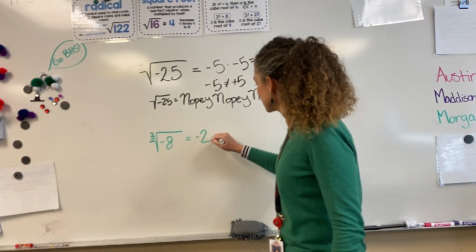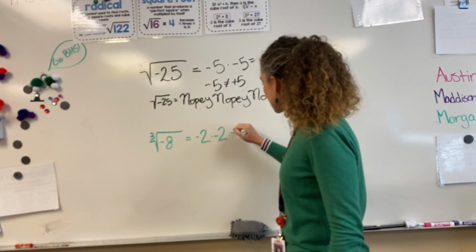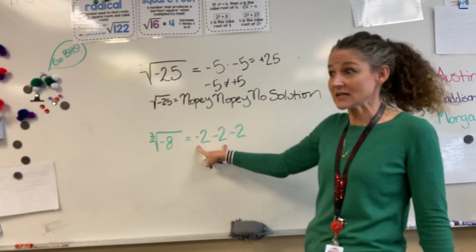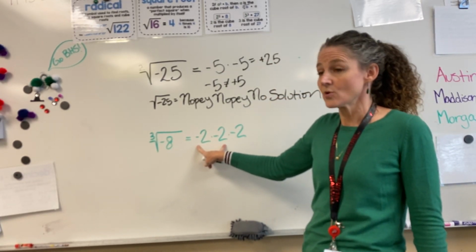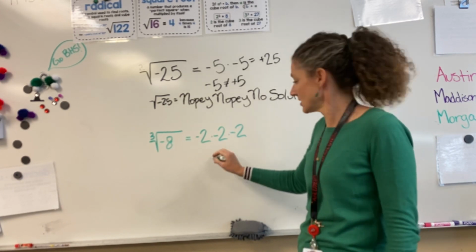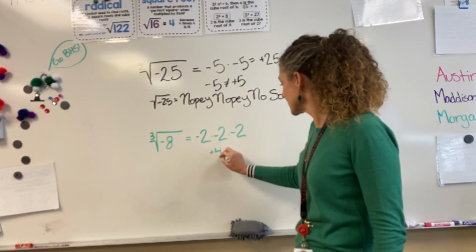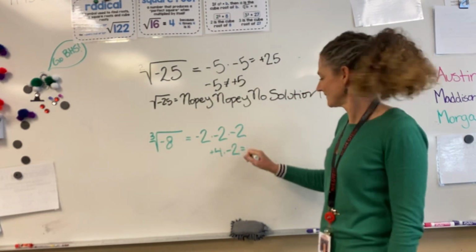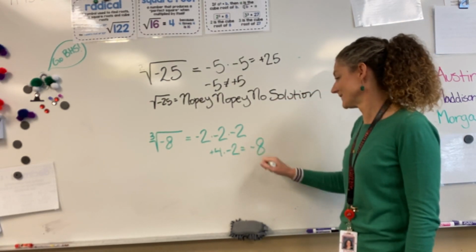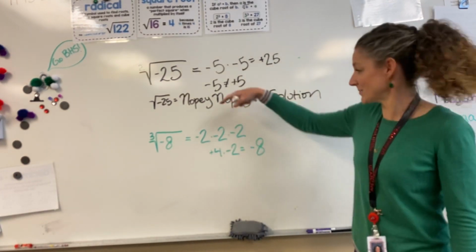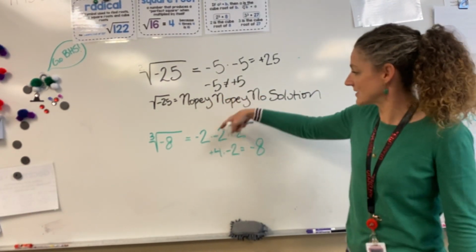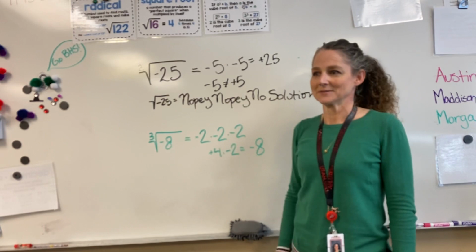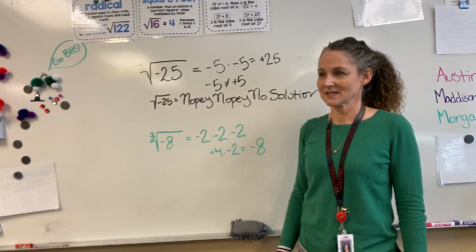Negative 2 times negative 2 times negative 2. What's negative 2 times negative 2? 4. What flavor of 4? Positive 4 times negative 2. What's positive 4 times negative 2? Negative 8. Is there a number multiplied by itself 3 times that equals negative 8? Yes. Oh, so you can do the cubed root but you can't do the square root.